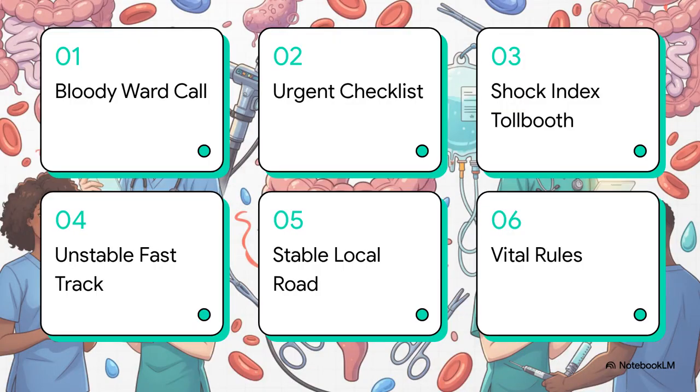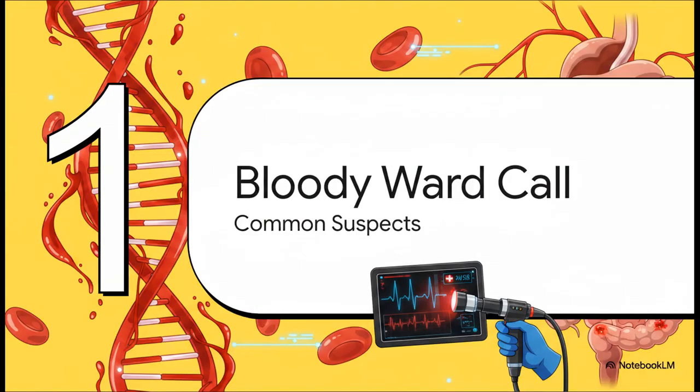To keep us from hitting cognitive overload, we're breaking this battle plan down into 6 parts: the bloody ward call, the urgent checklist, the shock index toll booth, the unstable fast track, the stable local road, and finally, vital management rules.